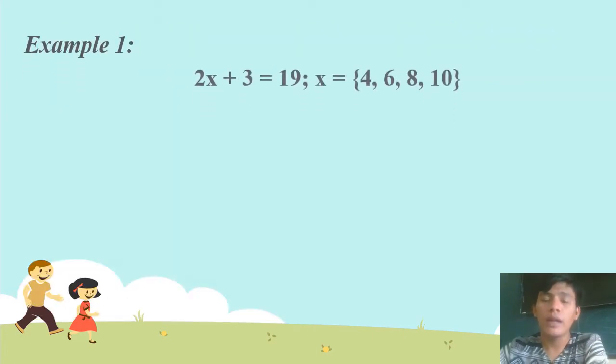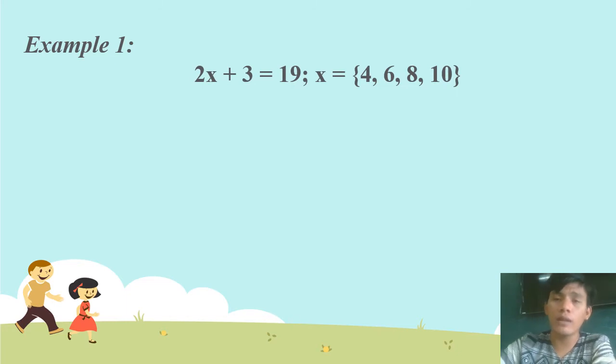Example 1. 2x plus 3 is equal to 19. This will be the given set for this problem. We will use 4 first. We substitute 4 into the given equation, 2x plus 3 is equal to 19. So we use x is equal to 4, and we'll see if the statement is true.